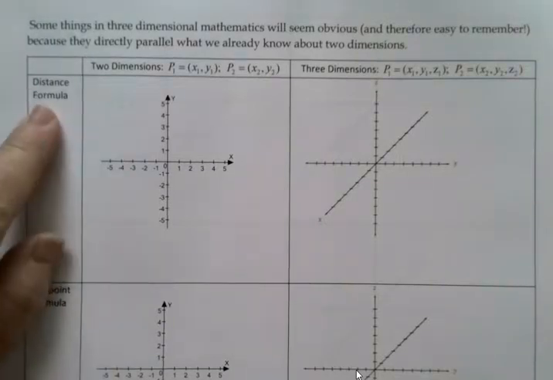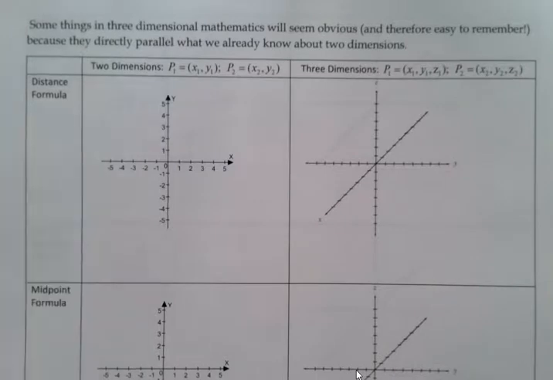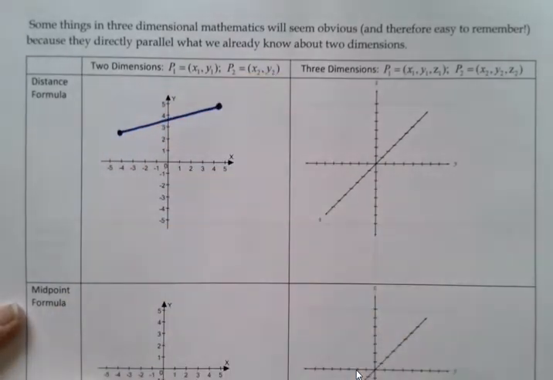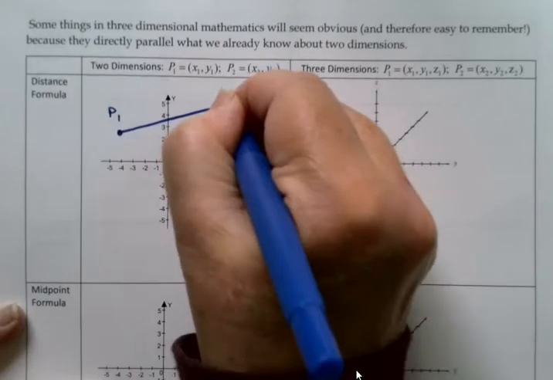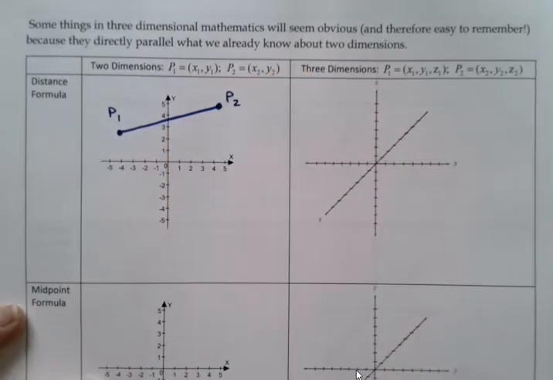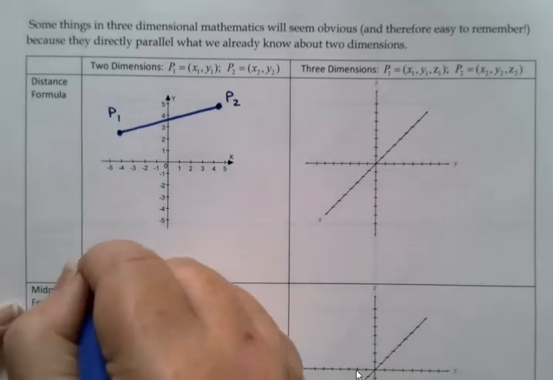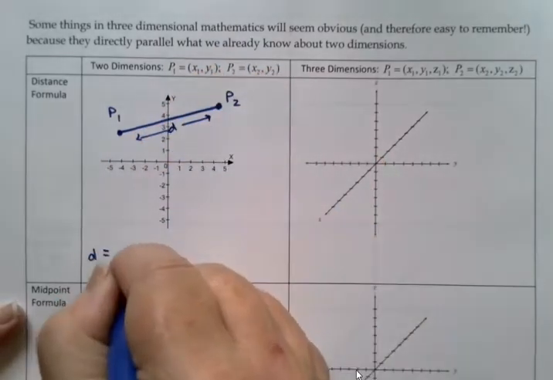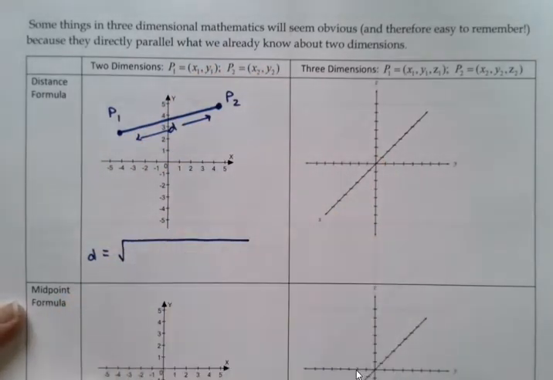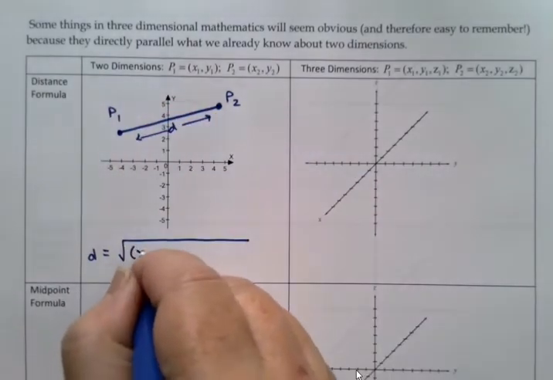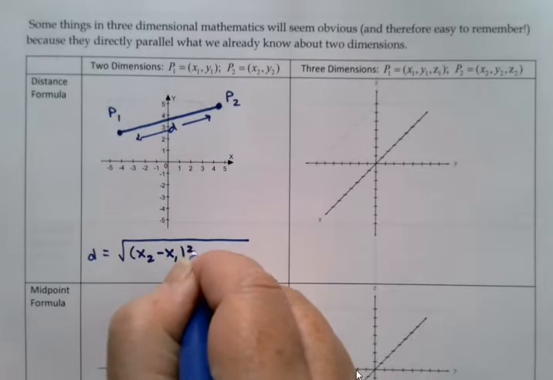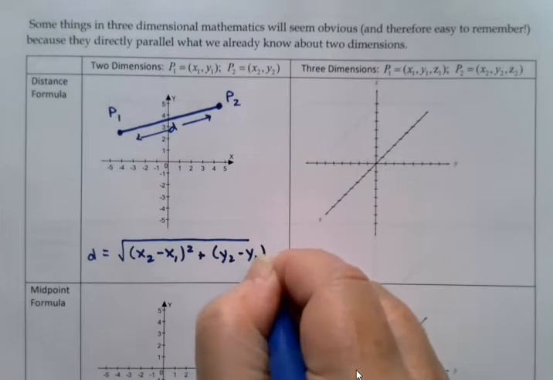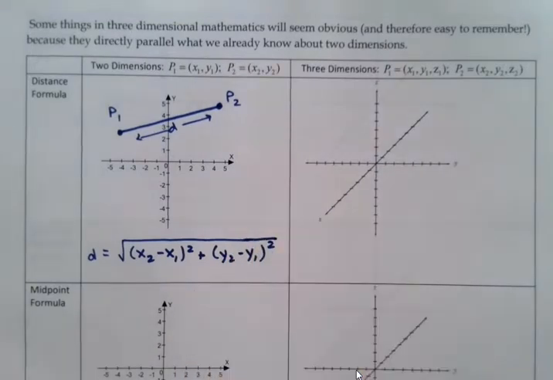First of all, we'll take a look at the distance formula. I suspect this is one you've all seen probably many times. But if we've got 2 points, P1 and P2, then the distance d between them is just the square root of the difference in the x values, x2 minus x1 squared, plus the difference in the y values, y2 minus y1 squared, all under the square root.